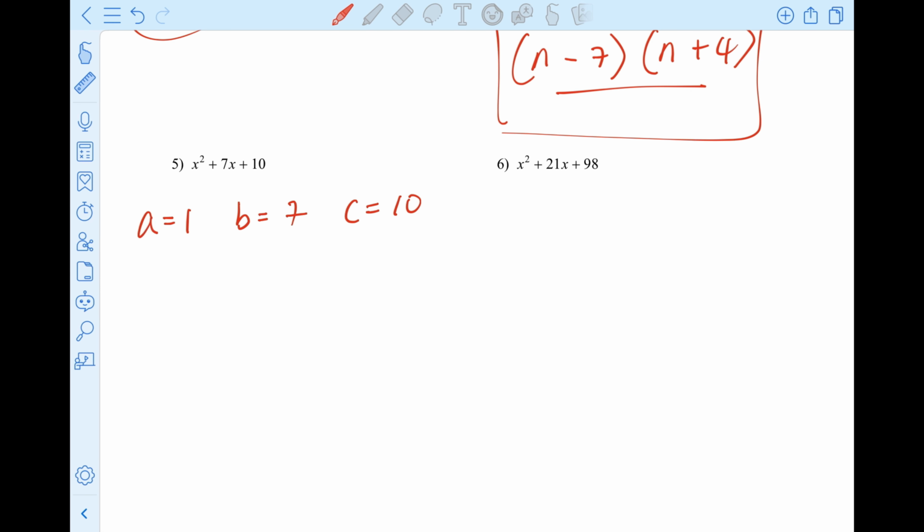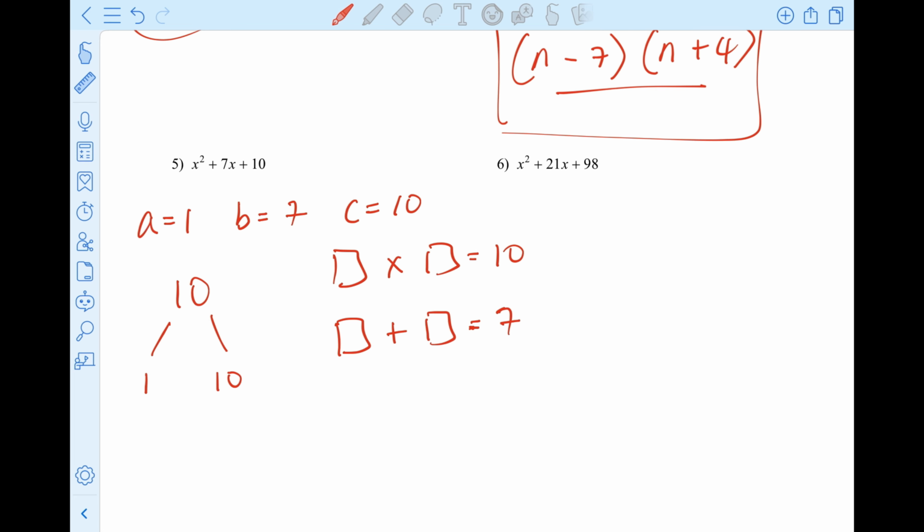So when you see it like this, you're like, okay, let's still stay with the system. What two numbers, when I multiply them, I get 10, and when I add them, I get 7? Let's stay with the system. I'm sure you guys have picked it up already. Two numbers that multiply to give me 10: 1 and 10, 2 and 5.